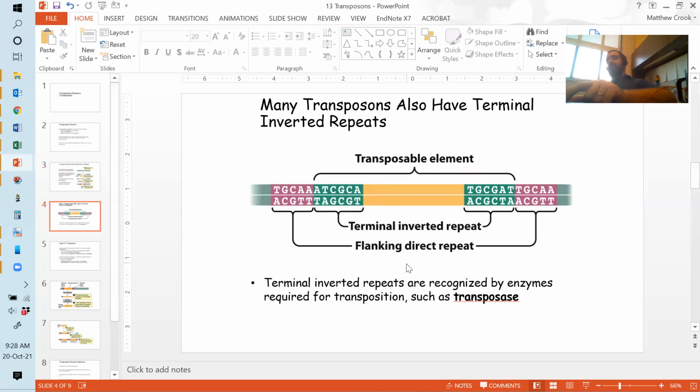So it encodes the enzyme that moves itself around. That's why they're like these independent bits of DNA. And they also have what are called terminal inverted repeats. These are basically repeats that are mirror images of each other, right? So they point out in opposite directions. And those are recognized by the transposase to cut out the transposon and stick it somewhere else.